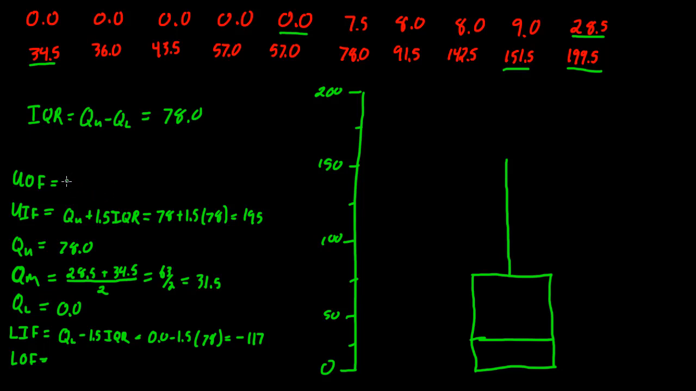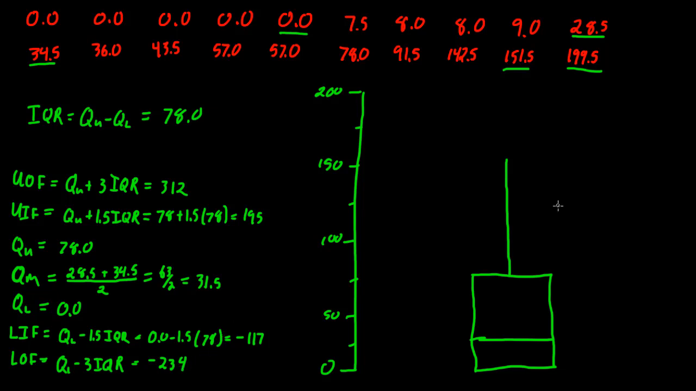So for our upper outer fence, we're going to have QU plus now 3 times our IQR. And for our lower outer fence, we're going to have QL minus 3 times our IQR. So if we actually calculate those values out, we're going to have, again, our 78 plus 3 times 78, which is going to give us 312. And we're going to have 0 minus 3 times 78, which is going to give us negative 234.